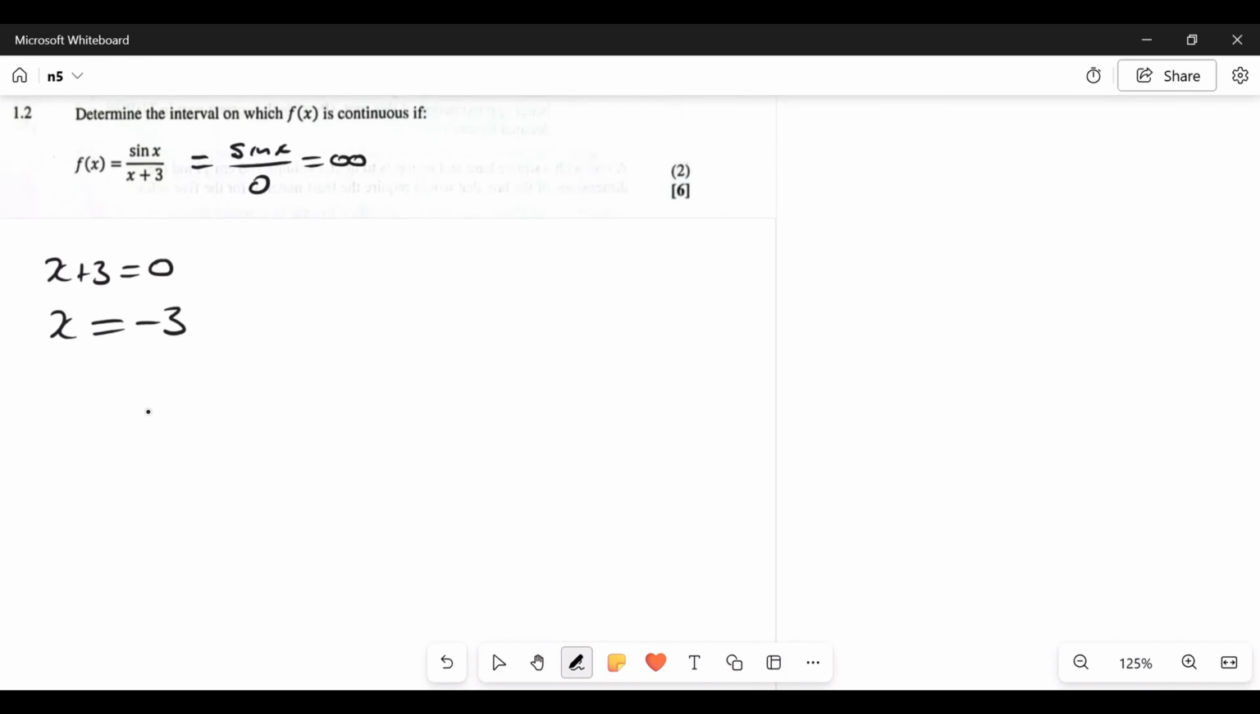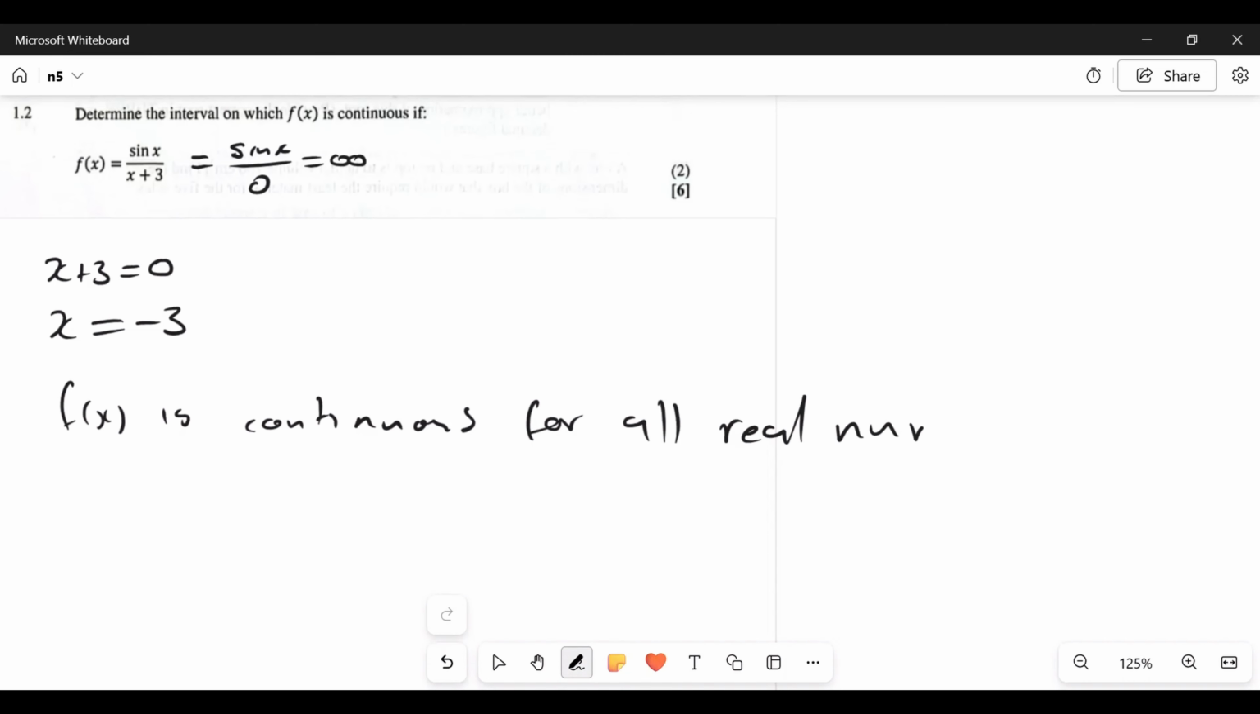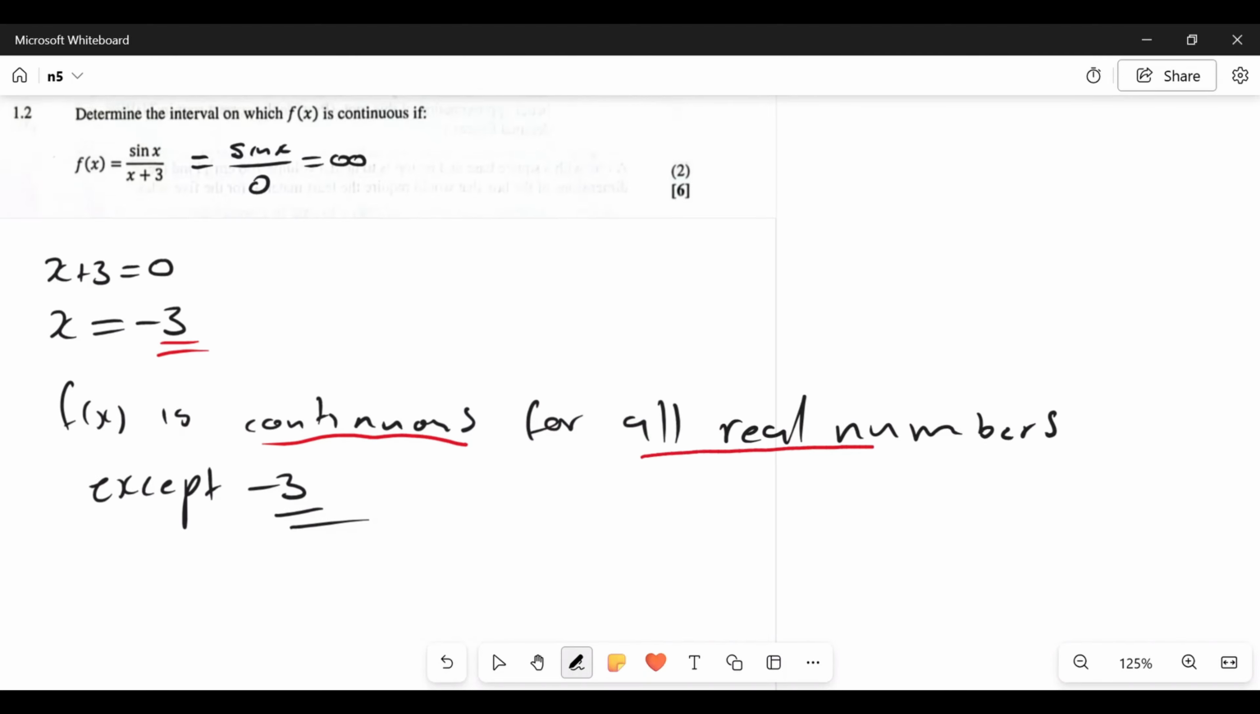So with this information, we can say f of x is continuous for all real numbers except -3. Because when x is -3, our function is going to be discontinuous. Except for that, our f of x is going to be continuous for all real numbers.